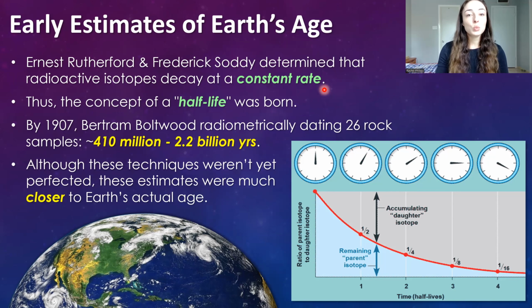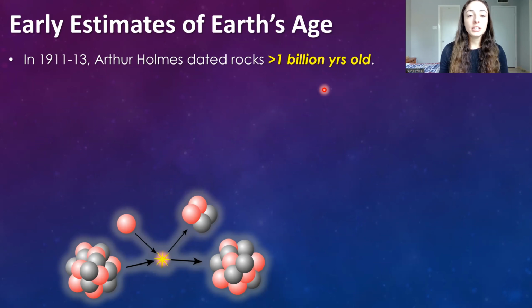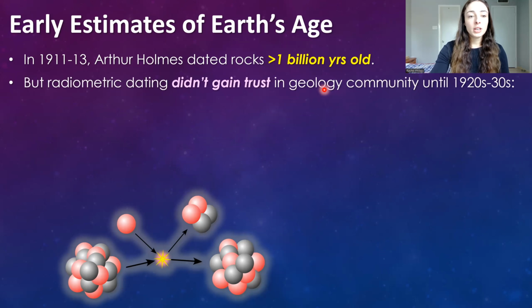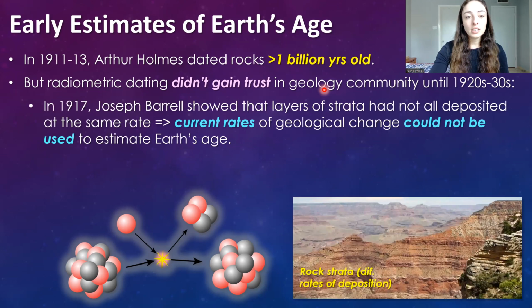Now, these techniques were not perfected, so they definitely had their flaws, and these age estimates weren't perfect early on, but they were much closer to Earth's actual age than the early estimates based on salt content and heating were. In 1911 to 13, Arthur Holmes dated many rocks over 1 billion years old, but radiometric dating in the geological community really didn't gain trust until later in the 1920s and 30s.